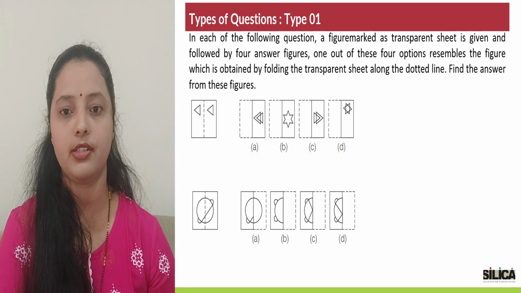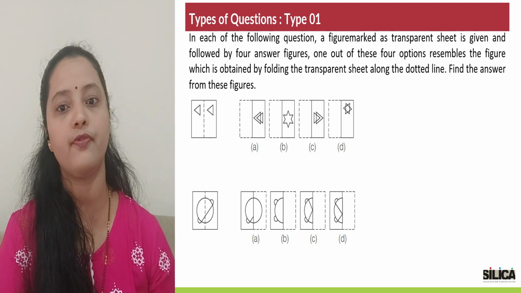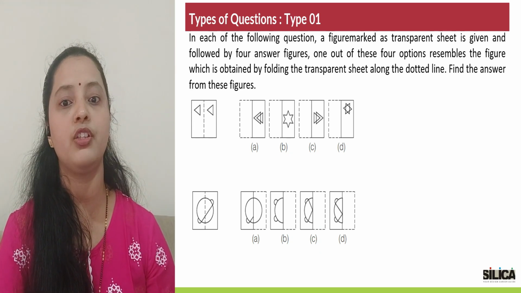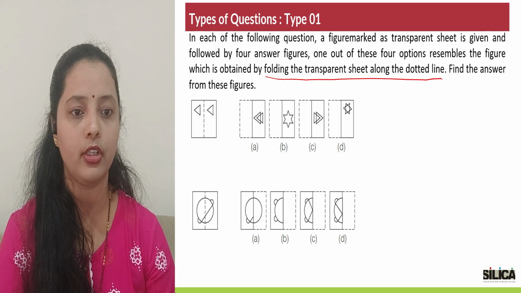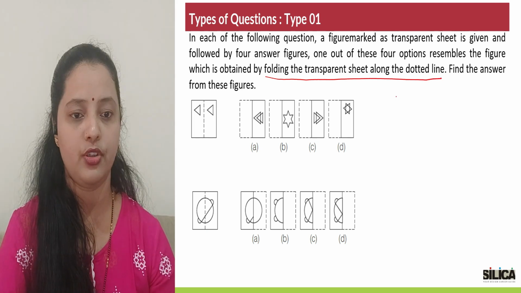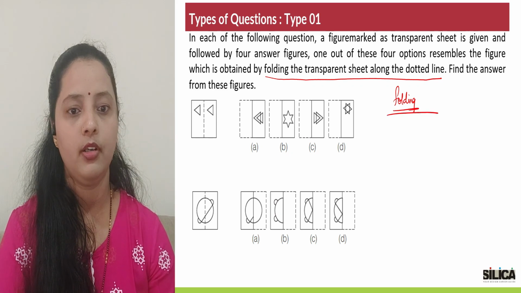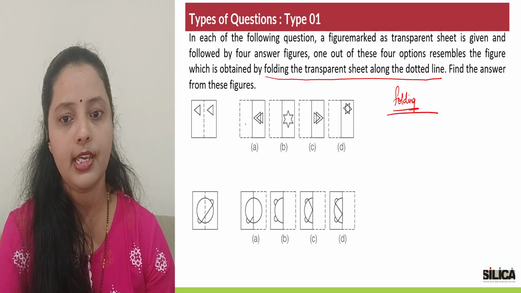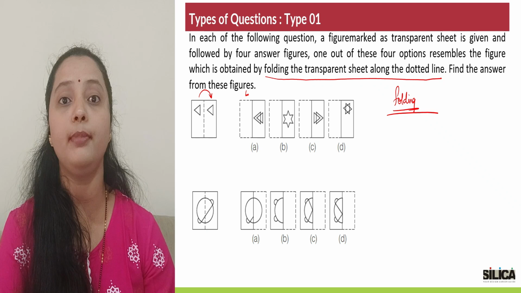So what are these questions? In each of the following question, a figure marked at transparent sheet is followed by 4 answer figures. One out of this resembles a figure which is obtained by folding the transparent sheet along the dotted line. So these are questions of paper folding only. So first we have to check how the paper is folded. So if you can see in the answer figures, the left version is dotted. That means how are the figure folded? It's folded from left to right.